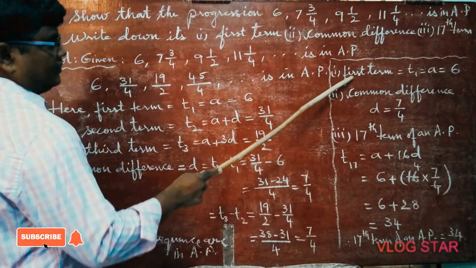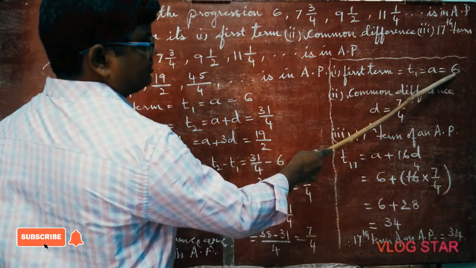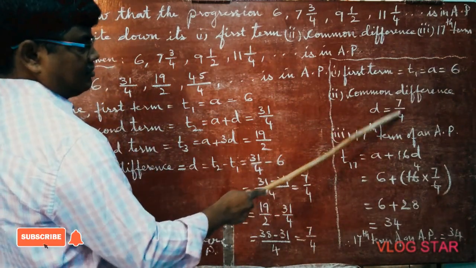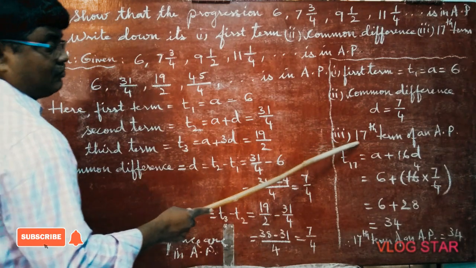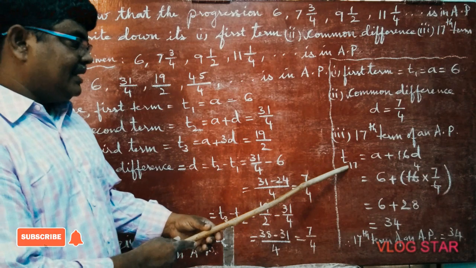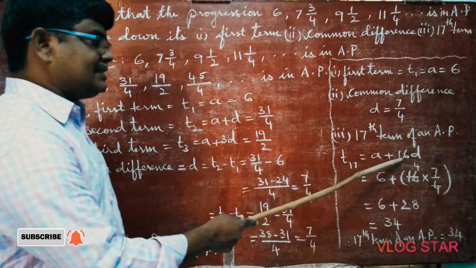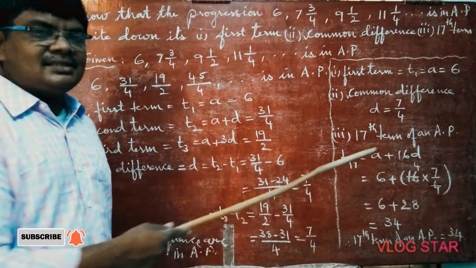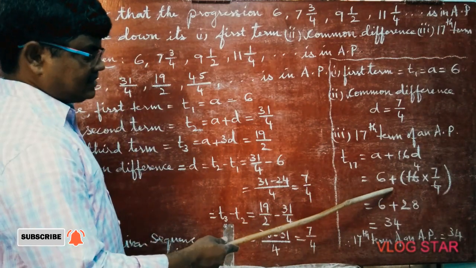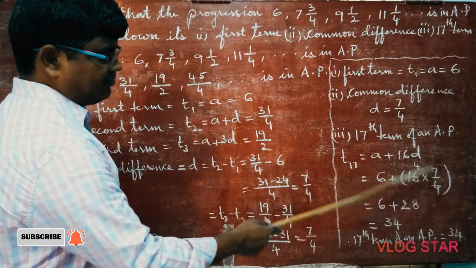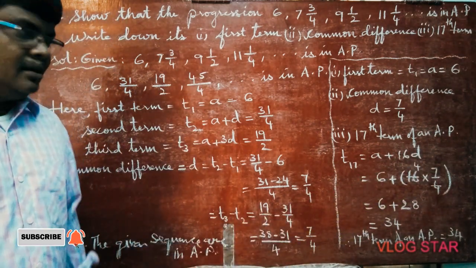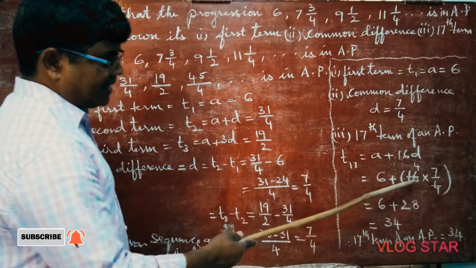Now first one. First term T1 is equal to A is equal to 6. Second, common difference, just now we found D is equal to 7 by 4. Third one, they are asking to find the 17th term of an AP. What is that? T17 means the 17th term. A plus 16D, just one less, very easy. This is not much difficult. So practice. 6 plus 16 into 7 by 4. 16D is one term, so keep a bracket. Without keeping the bracket it won't be right; the meaning will not come. Brackets are compulsory.